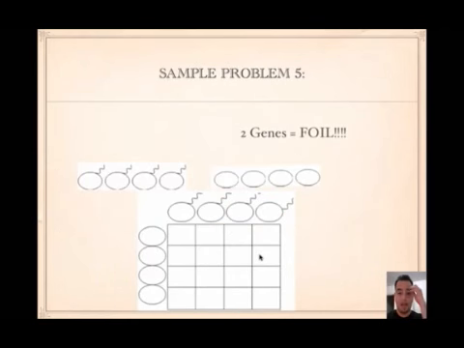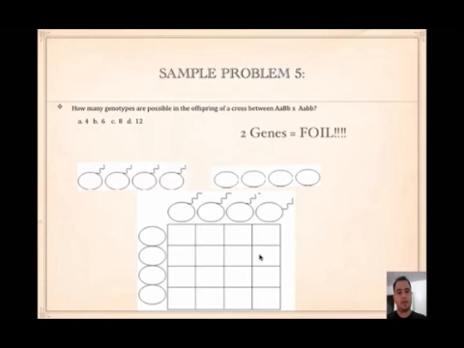This is for advanced students. If you feel you're advanced, you want to go for a dihybrid. How many genotypes are possible in the offspring of a cross between big A little b crossed with big A little b little b? So what do you do here? Well, we know it's autosomal because they're not saying it's sex-linked, and anytime they don't tell you anything of what it is, just figure it's autosomal.